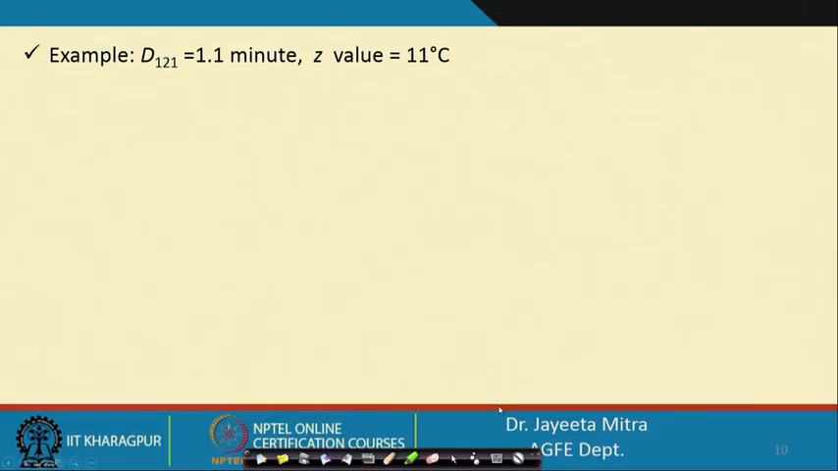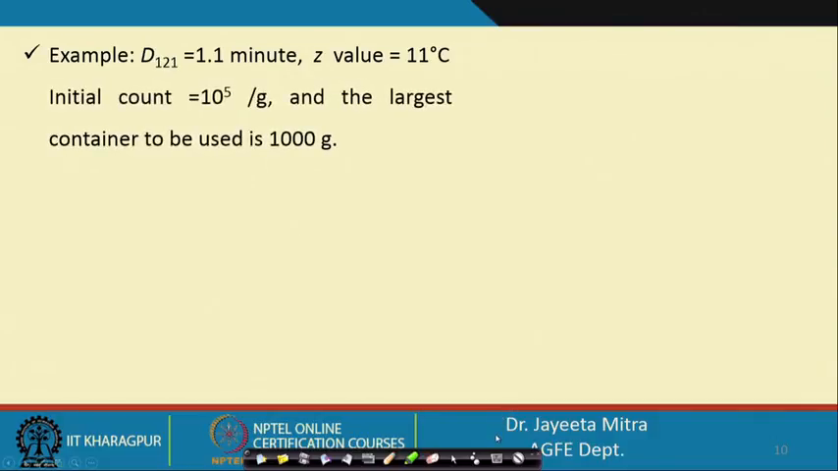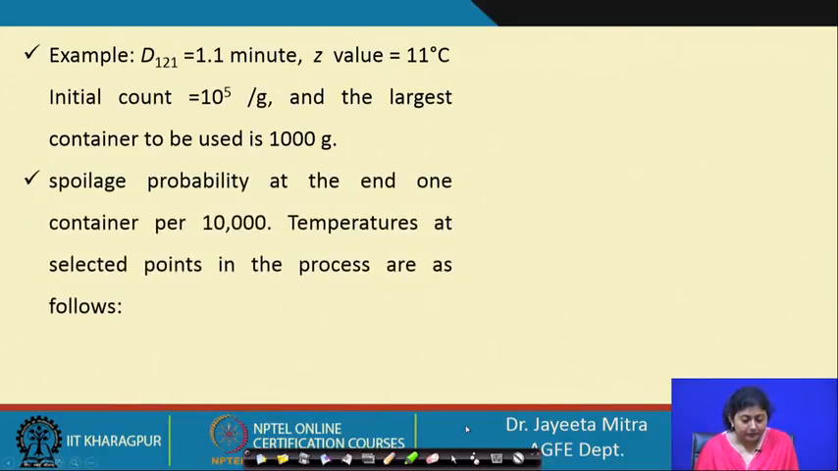So, for example, D121, that is the decimal reduction time at 121 degrees for a microorganism, is 1.1 minute, for which the Z value is 11 degrees Celsius. Initial count is 10 to the power 5 per gram, and the largest container to be used is 1000 gram. So, the spoilage probability at the end is 1 container per 10,000.